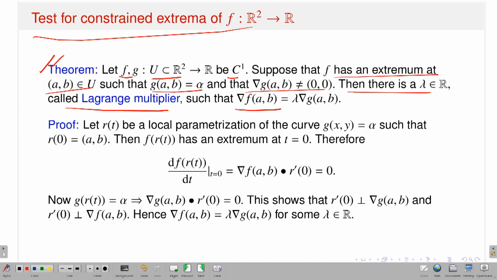Similarly, the gradient of g at the point (a, b) means ∂g/∂x at the point (a, b), comma, ∂g/∂y at the point (a, b). So it's a vector in R^2.